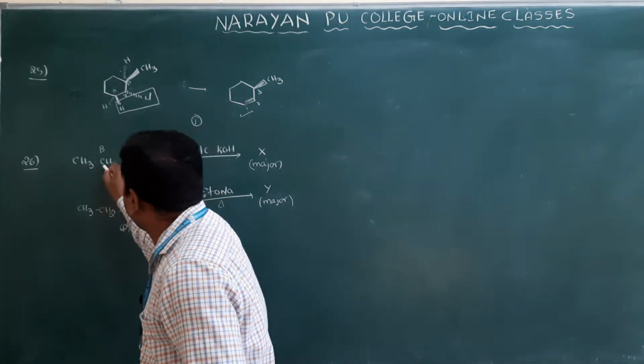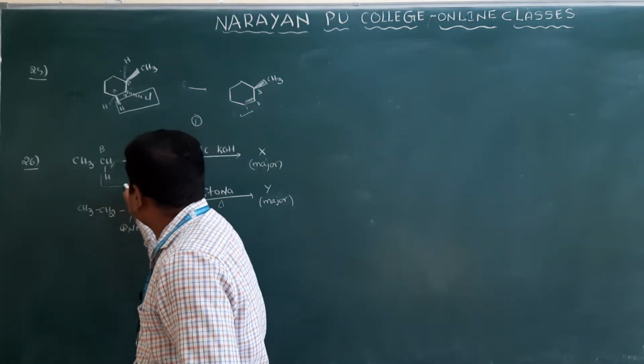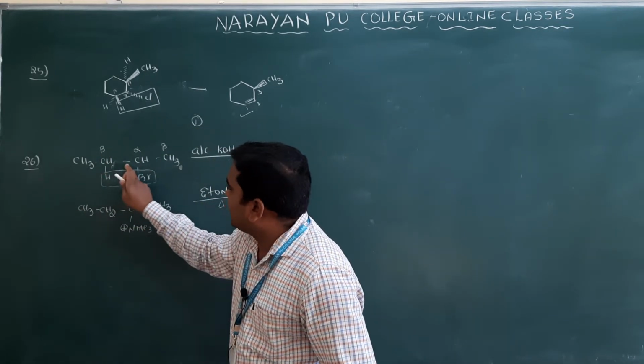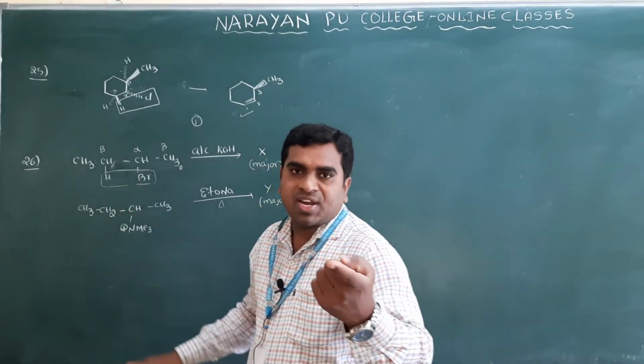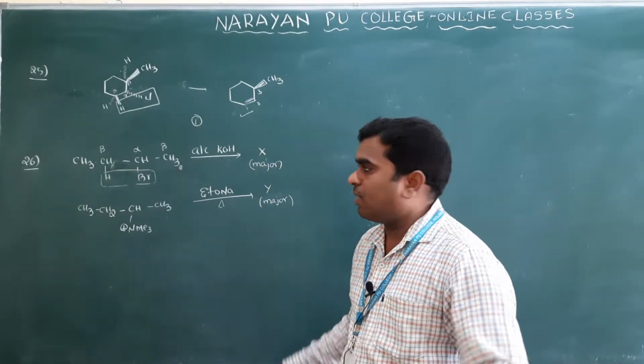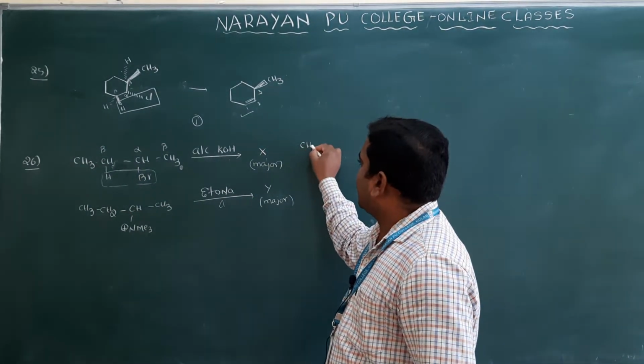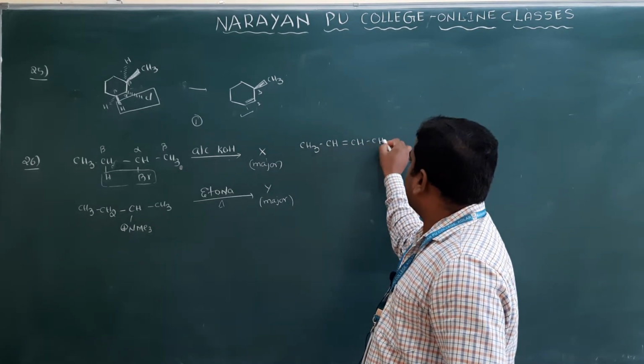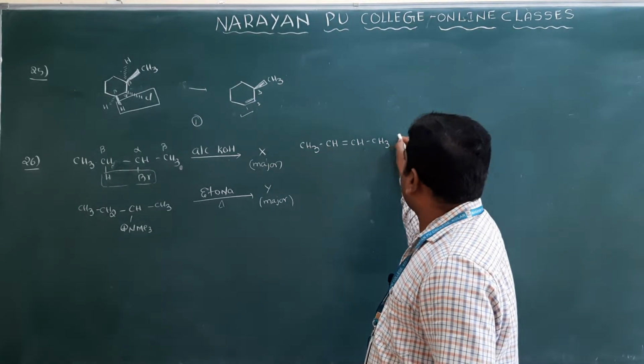If this beta hydrogen is removed, then H and Br will be removed here. Then between the alpha and beta carbons you will get the double bond. It's an elimination reaction: a single bond is converted into a double bond. Then what compound will you get? CH3-CH=CH-CH3. This is one product. What is the other one?